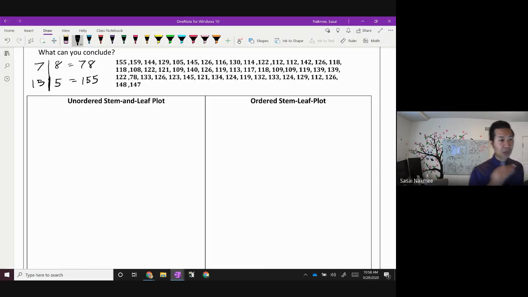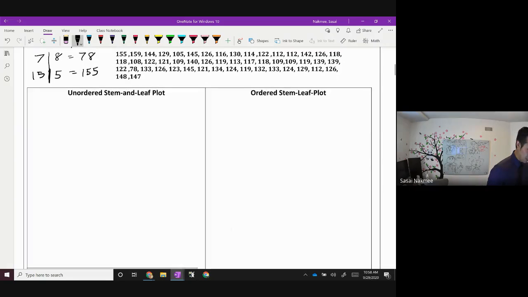Using your key is very important, because just because I draw the line there, it doesn't mean that it's always going to be 78, right? It might be 7.8, or it might be 780. You have to make sure you create a key, or look at a key when you're dealing with these things, so you can see what number your data is representing.